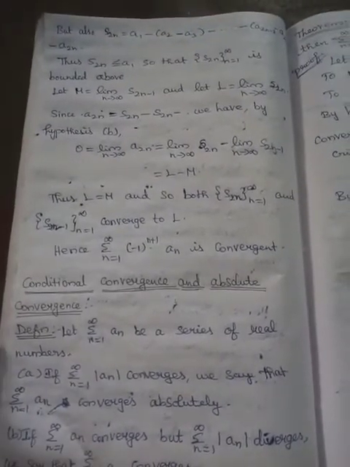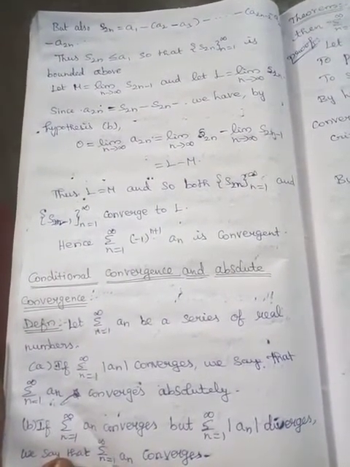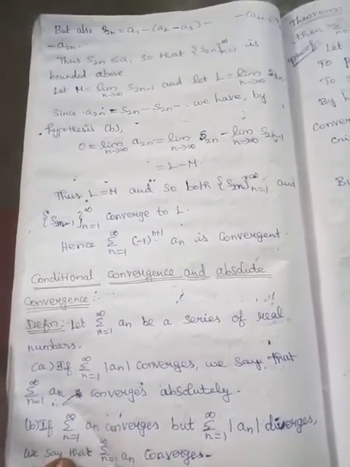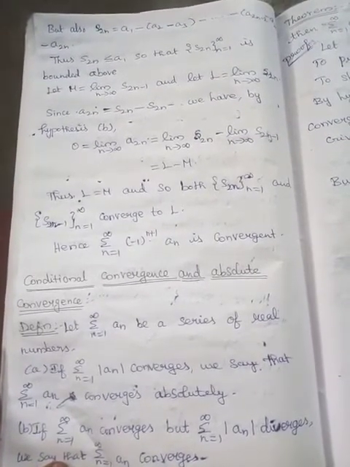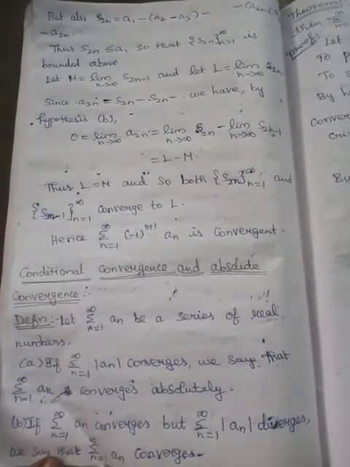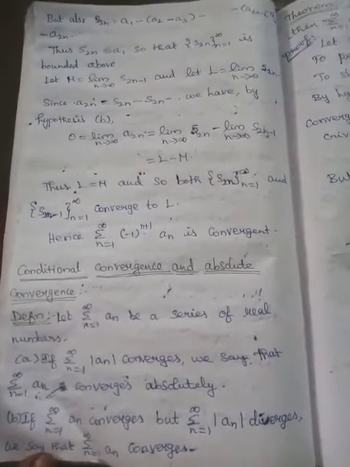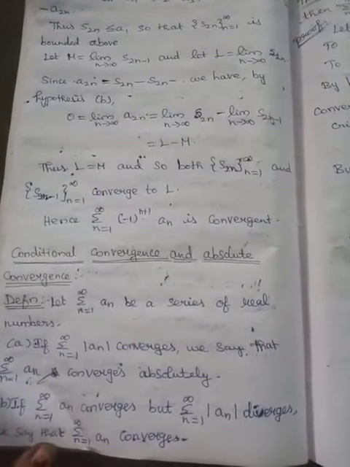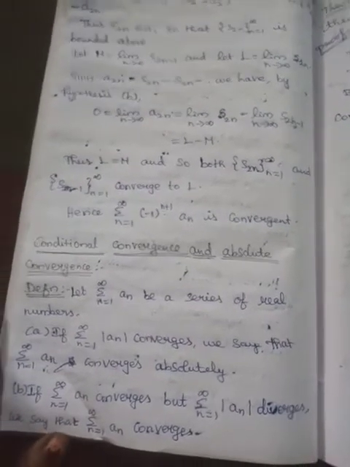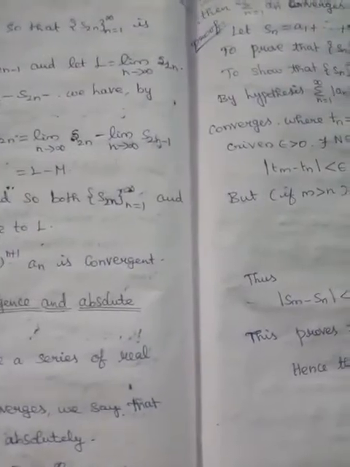Next topic is conditional convergence and absolute convergence. Definition. Let the summation of an, n varies from 1 to infinity, be a series of real numbers. (a) If the summation of modulus of an converges, we say that the summation of an converges absolutely. (b) If the summation of an converges but the summation of modulus of an diverges, we say that the summation of an converges conditionally. So this is the definition.